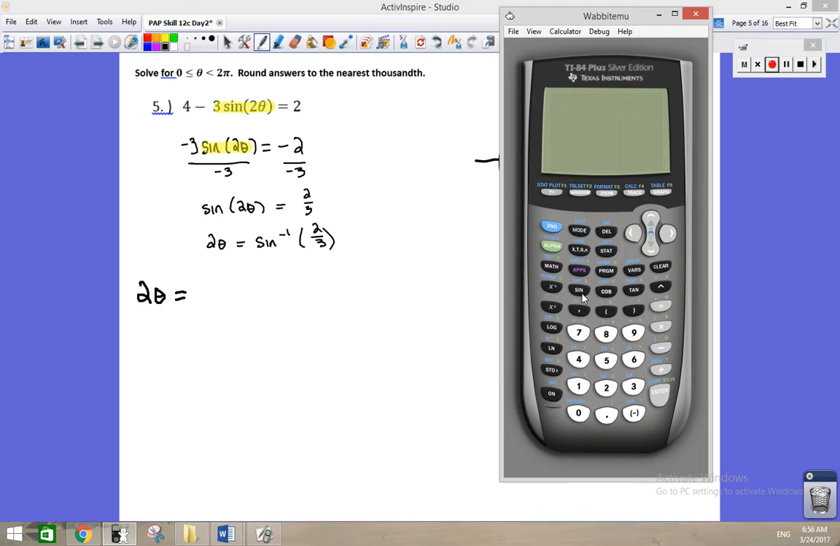If I go inverse sine of 2/3, double check that I'm in radians, and I get, let's see, it says round to the nearest thousandth, so let's go back. Oops, thousandth is 3 decimals, and 0.73. Okay.